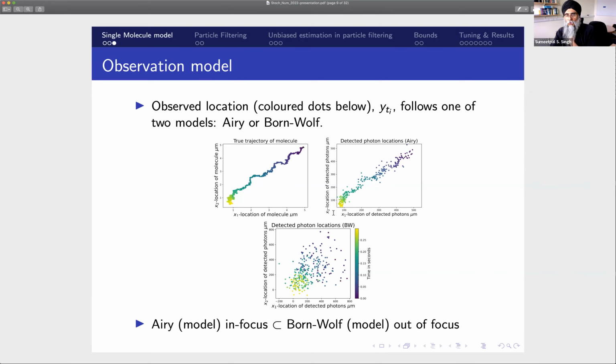When the molecule is in focus, data basically collapses to the ARI model. When it moves out of focus, it departs from the ARI model. So by dealing with the Born-Wolf, you subsume the ARI model automatically.